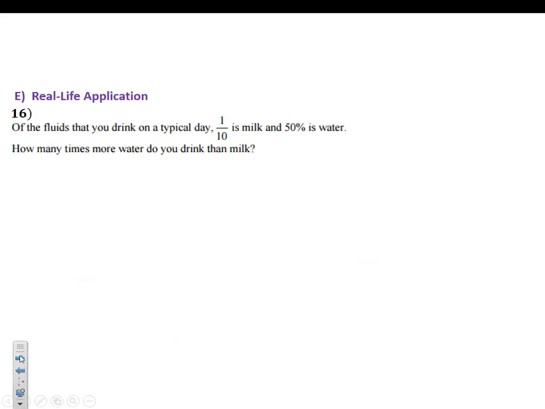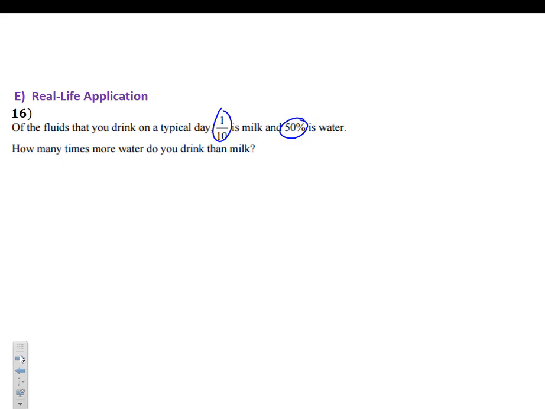Example 16, real life application. It says, of the fluids that you drink on a typical day, 1/10 is milk and 50% is water. How many times more water do you drink than milk? We're going to learn, ladies and gentlemen, about marking text. Now, we can't mark the text in the book all the time because we don't want to mark up the book. But anytime we do have an opportunity, we want to mark the text. And marking the text means going back and reading it a second time.